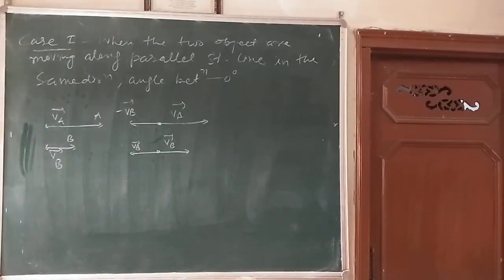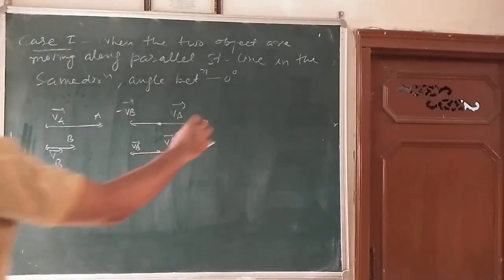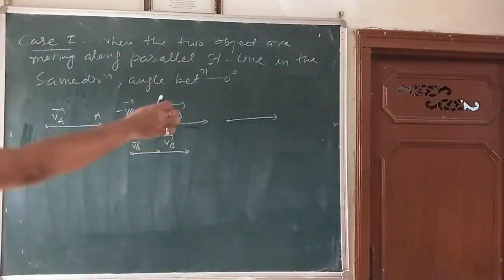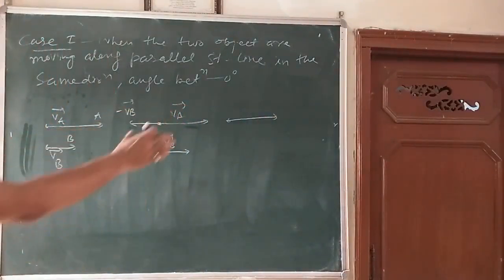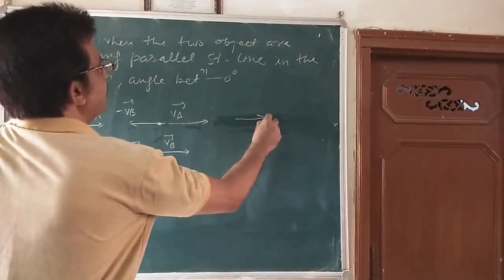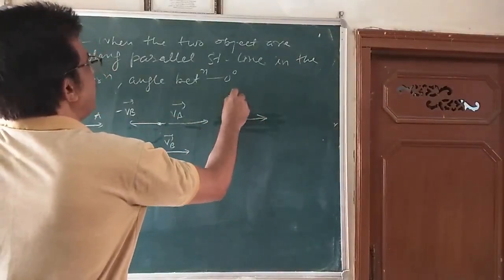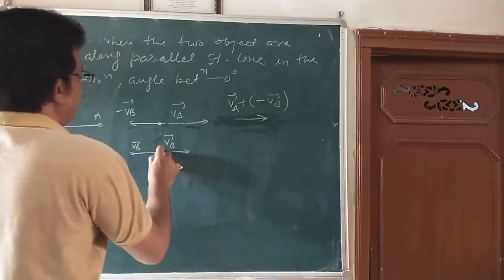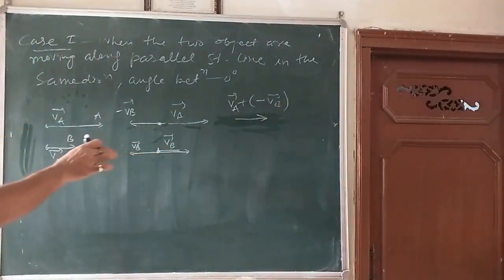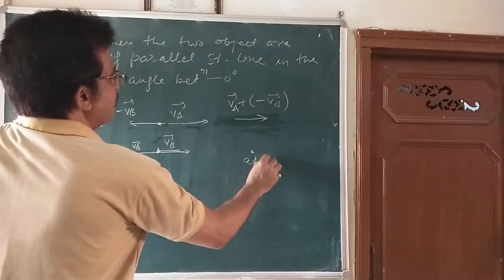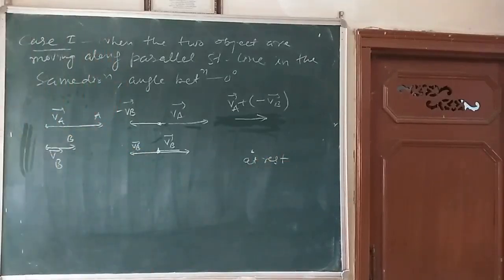So what we are getting here: VA is here, VB is here. So the resultant vector that comes here is the difference of these two. So I can say here that it is VA plus minus of VB. And here you can say both are equal, so we can say the body B is at rest. Body B is at rest.